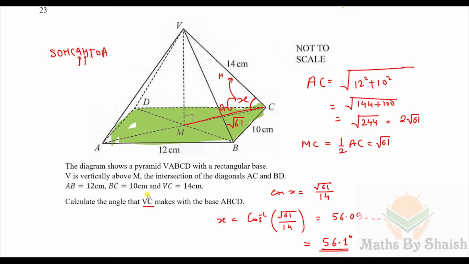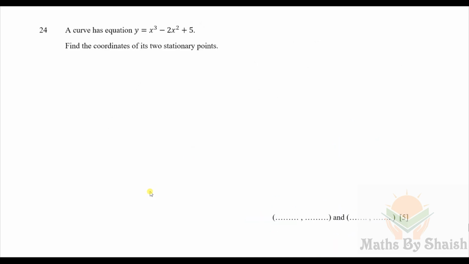Here's the 24th question, which is the last question of this paper. A curve has equation y equals x cube minus 2x square plus 5. Find the coordinates of its stationary points. From stationary points we understand that we require to find dy over dx. And at a stationary point dy over dx is 0. So from there we'll get the two values of x.